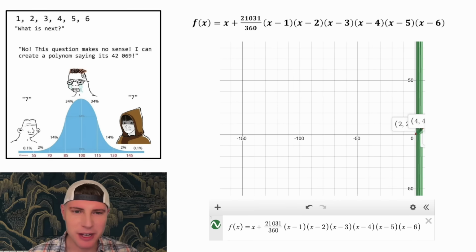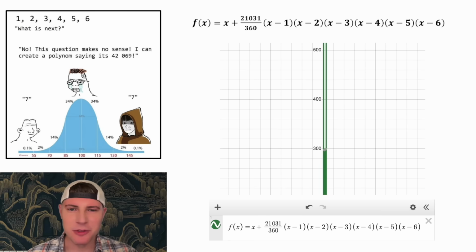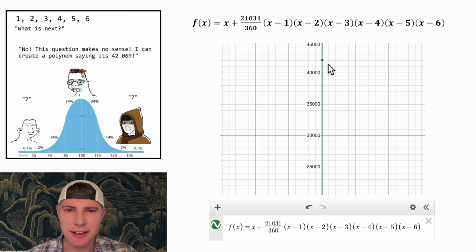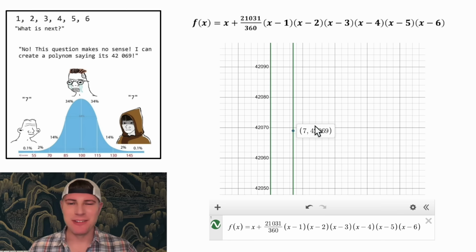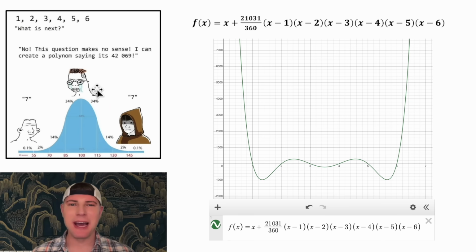And if we zoom way out, we can see if it goes through 42,069. Okay, there's 42,069. Does it go through it? And it does go right through it. 7, 42,069. Isn't that cool? So this function will make this guy's pattern correct. 1, 2, 3, 4, 5, 6, 42,069. How exciting.